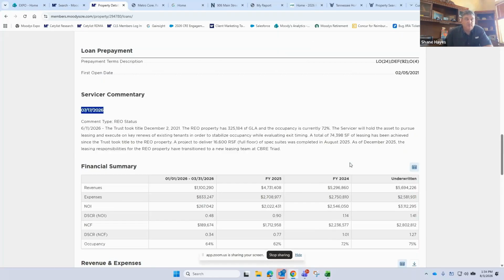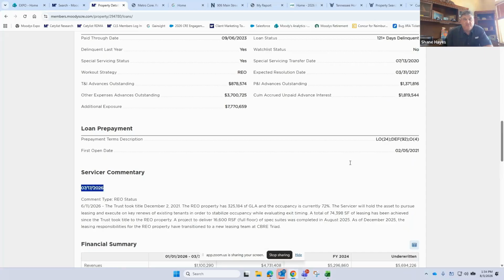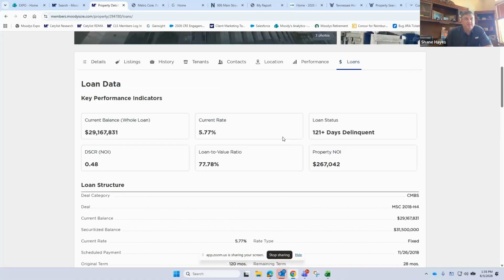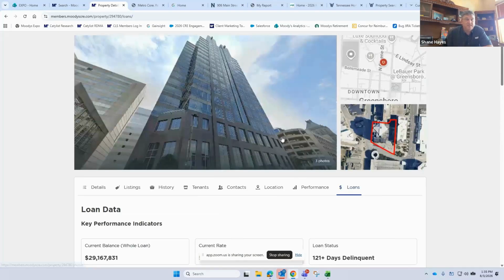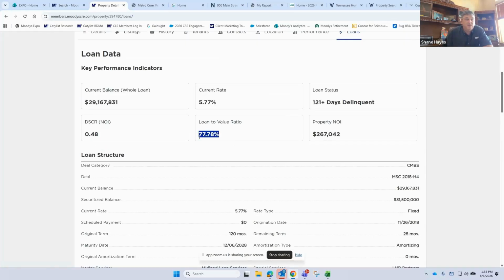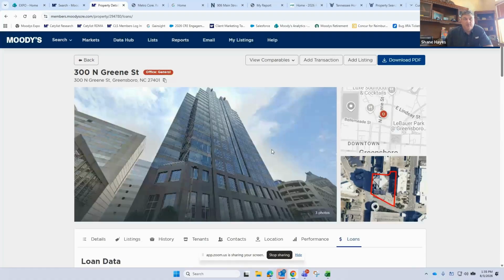So this might be something where you see that they're in an REO status, they're pretty far behind. It says right here, workout strategy, REO. If you have a client that's interested in an office building in this area, their current loan of 29 million is 77% of the value of the property. Maybe you can get that at a good deal. The bank just wants to get rid of it. You might be able to go in and buy this at a pretty good clip.